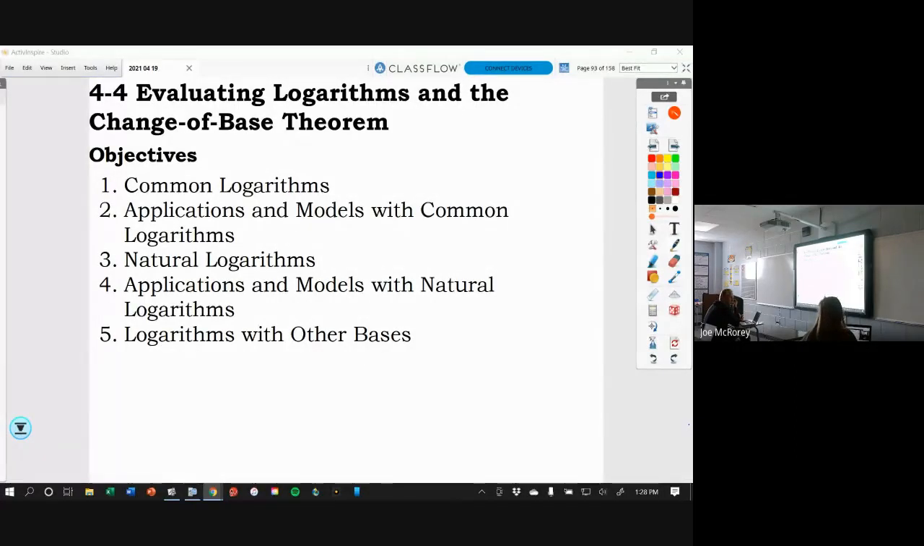Section 4.4, evaluating logarithms and change of base theorem. We're going to continue our discussion with logarithms, talking first about the common logarithm. We've talked about it already, but I have not referred to it as common log.